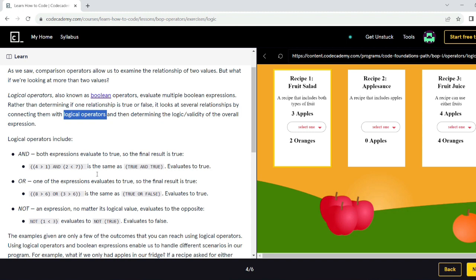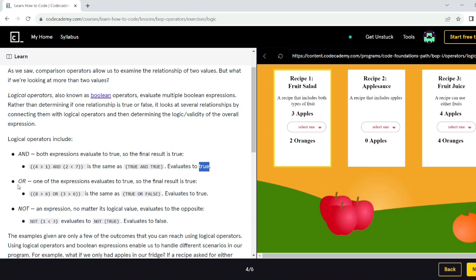So there are 3 main ones. With the and operator, in order for the result to be true, both expressions have to be true, both. I give an example, 4 being greater than 1 and 2 being less than 7. Because both of these are true, the result is true.